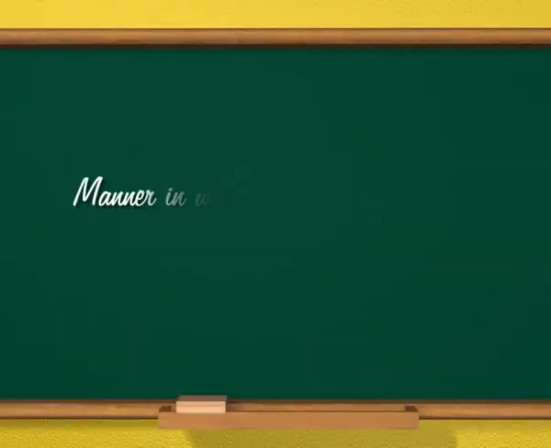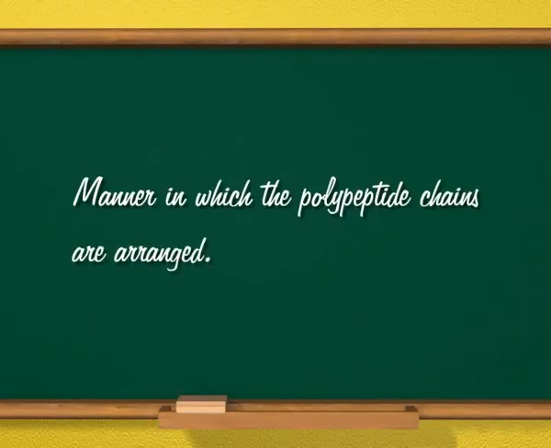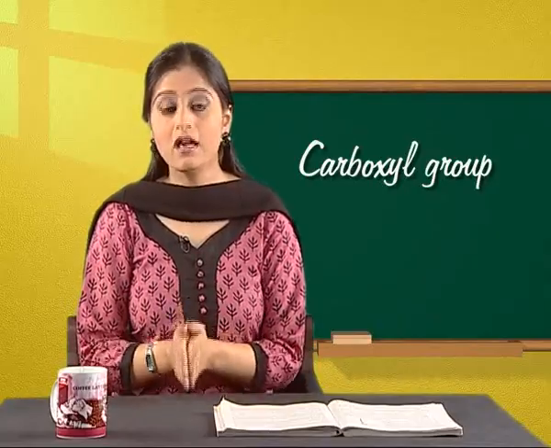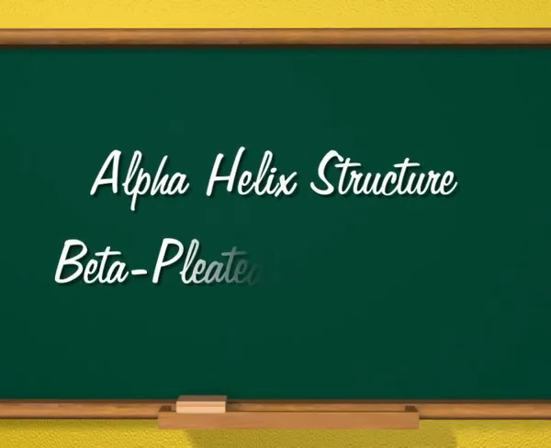Let us recall what we have learned while studying the secondary structure of proteins. The secondary structure gives the manner in which the polypeptide chains are arranged. So, it gives the shape or conformation of the protein molecule. This arises from the plane geometry of the peptide bond and the hydrogen bond between the carboxyl group and the NH group of different peptide bonds. Pauling and Corey investigated the structures of many proteins with the help of X-ray patterns. It was observed that there are two common types of structures. One, alpha helix structure, and second, beta pleated sheet structure.